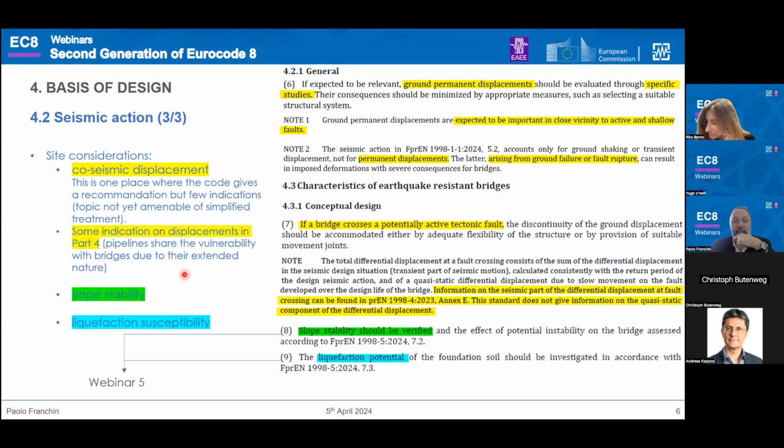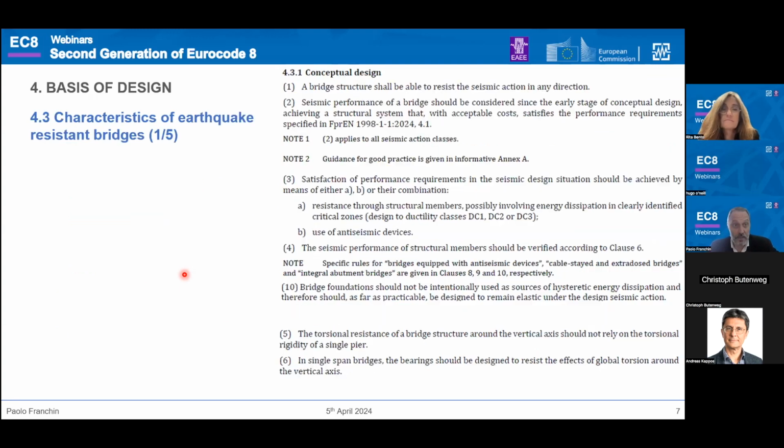And then the other considerations regarding the site are the stability of slopes or liquefaction susceptibility. We're not dealing with them here, and the code does not say much about this other than mentioning it, because reference is made to part 5, and you can go and look at the webinars on part 5 for this issue.